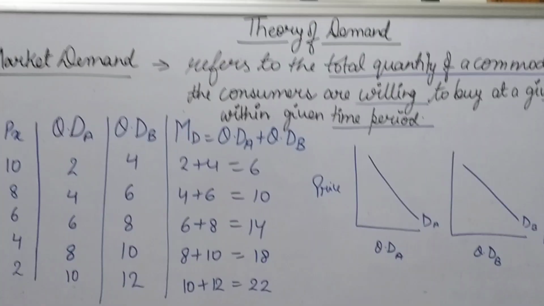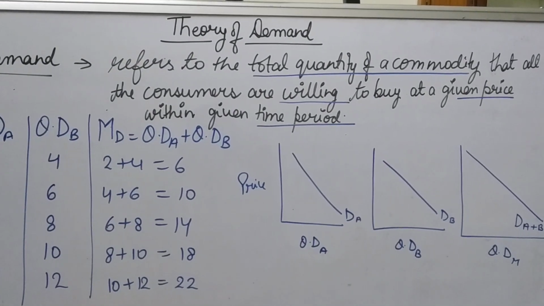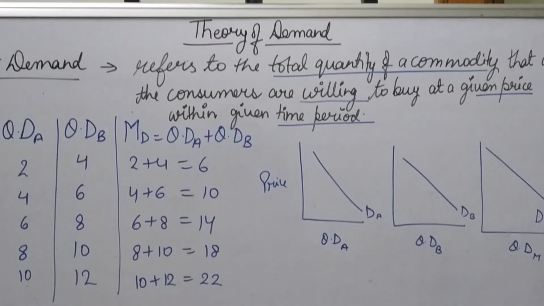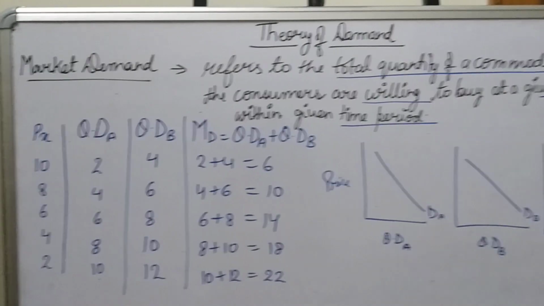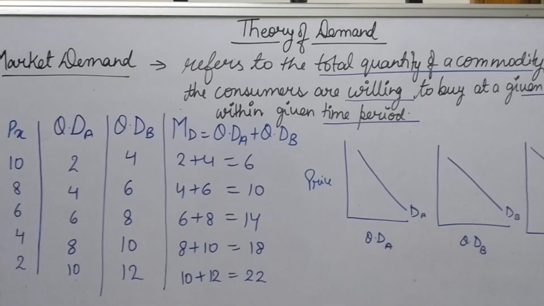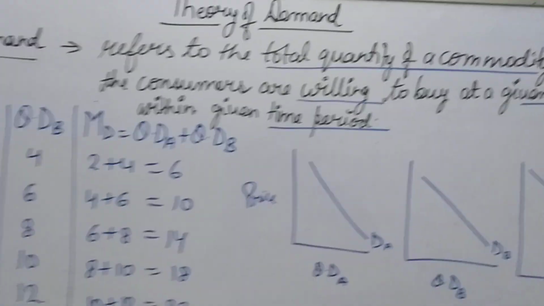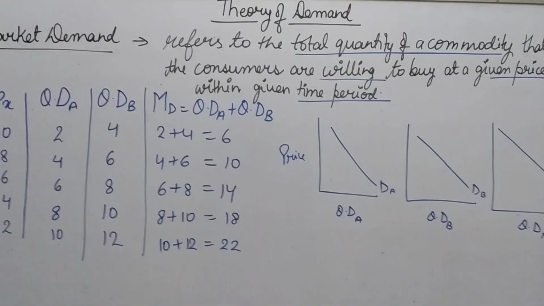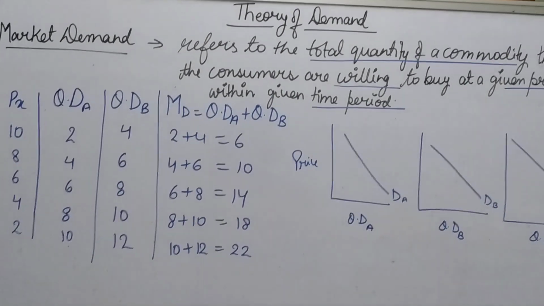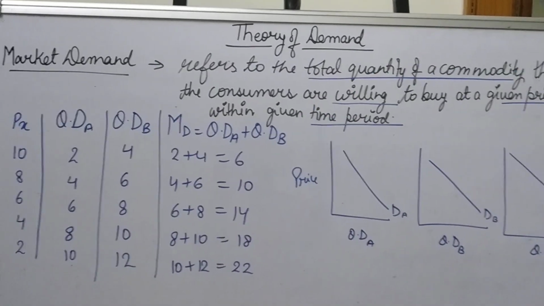Now the next one is market demand. Market demand refers to the total quantity of a commodity that all the consumers are willing to buy at a given price within a given time period. So many things we desire in our life, but how does it turn into demand? It turns into demand when we are willing to buy. So many things we want in our life, but for only a few commodities are we ready to spend money. So this willingness, when you are ready to buy at a given price and at the given time period, becomes your demand.